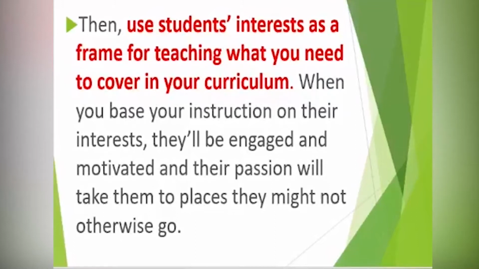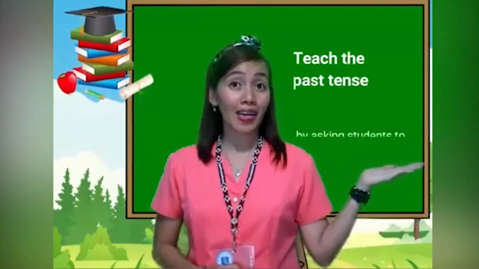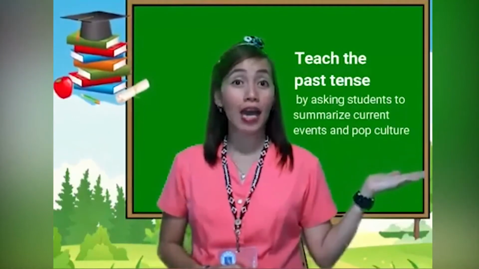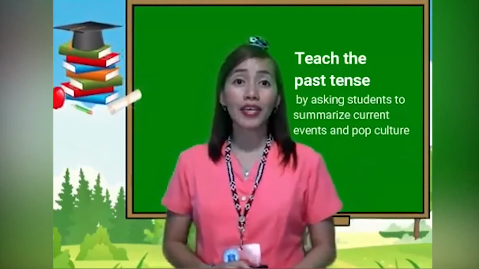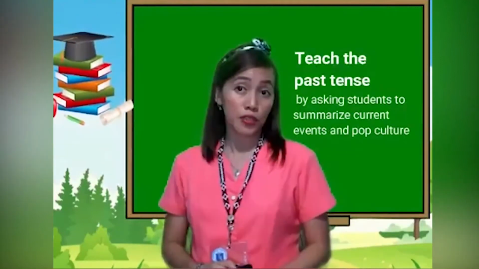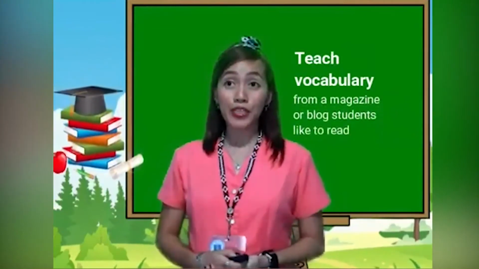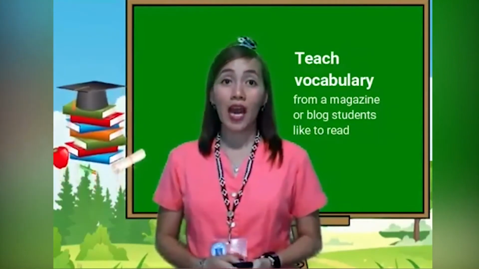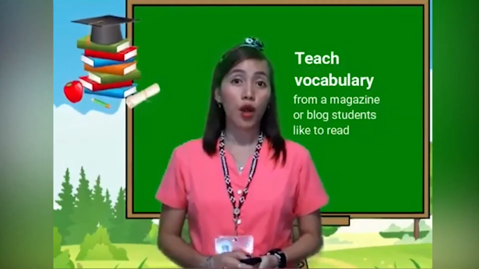When you base your instruction on their interests, they will be engaged and motivated, and their passions will take them to places they might not otherwise go. Here are some example ideas that you can use as jumping off points. First, you can teach the past tense by asking students to summarize current events and pop culture, including anything from a recent soccer match to last week's episode of Survivor. Teach vocabulary from magazines or blogs students like to read in their free time. Have students work on their speaking skills by role-playing a favorite celebrity or a recent film or TV show.